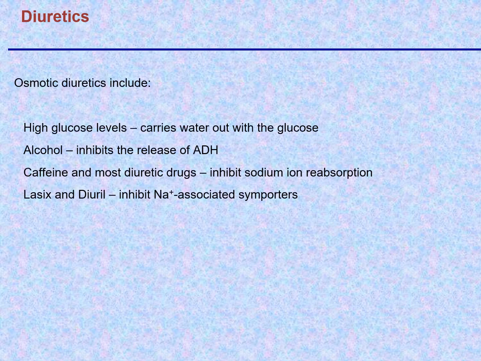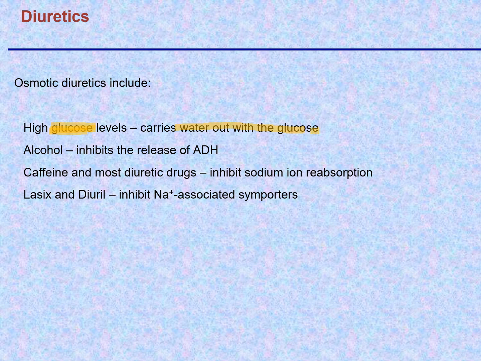Some of the known diuretics include glucose. If a person is a diabetic, with untreated, uncontrolled diabetes, there will be higher glucose. Normally there won't be any glucose in the urine, but there could be glucose in the urine in an untreated diabetic who's not careful, and that glucose will help to retain the water in the filtrate and carry the water out.